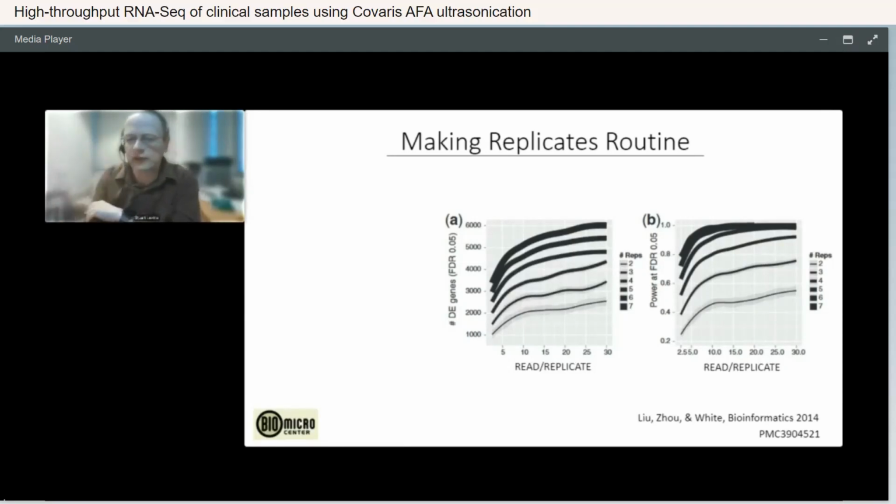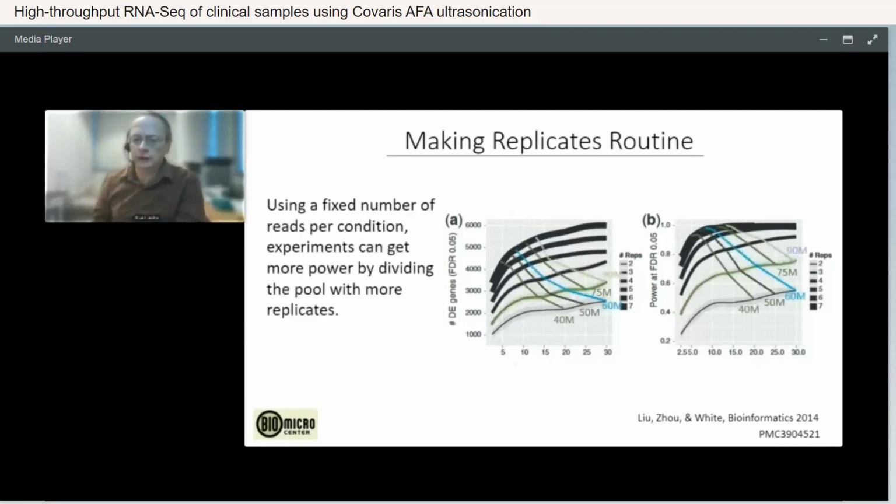But what's interesting with this graph is that you can overlay it with a different set of data. Instead of varying reads per replicate, what if we lock in the number of reads per condition? And here we get these bands. I'm just going to walk briefly along this blue line here, which is 60 million reads. If we take those 60 million reads, with a duplicate we'd get 2 at 30, 3 replicates at 20 million reads, and 4 replicates at 15, and so on.